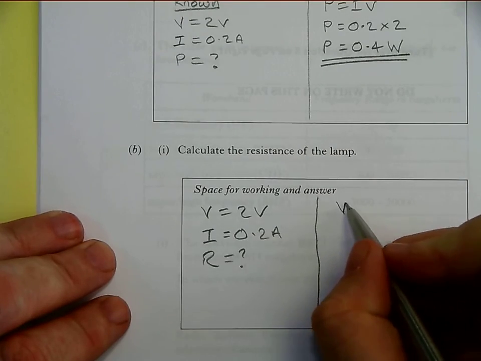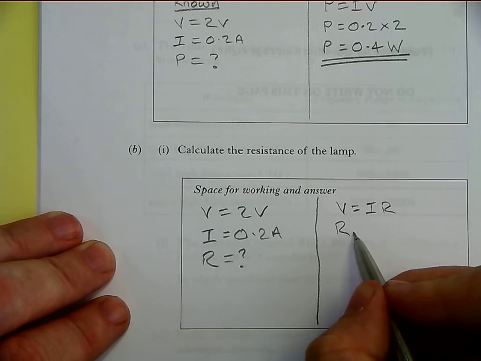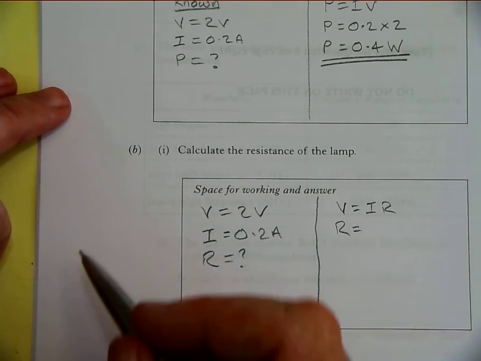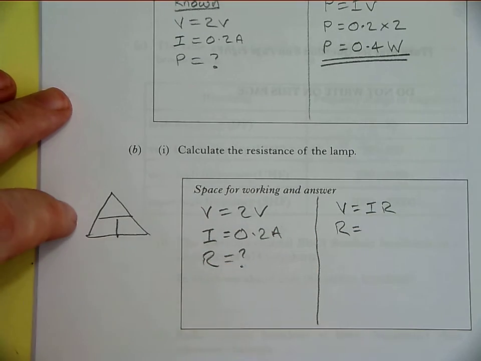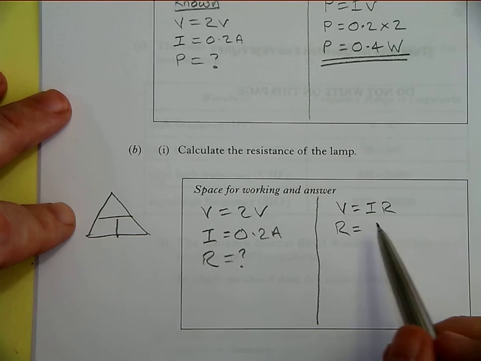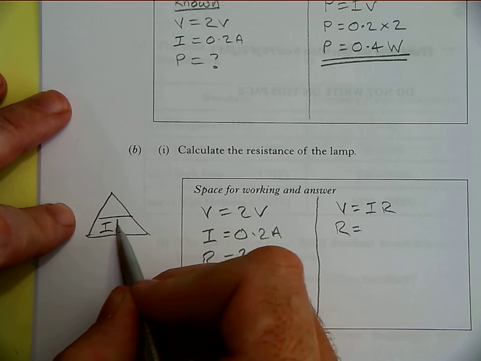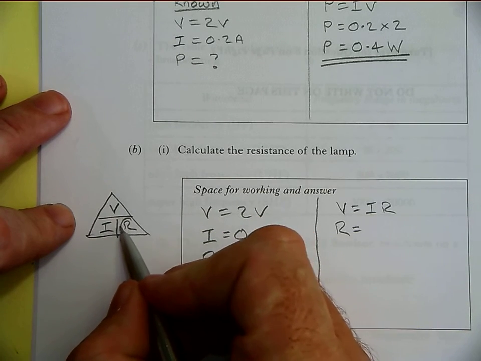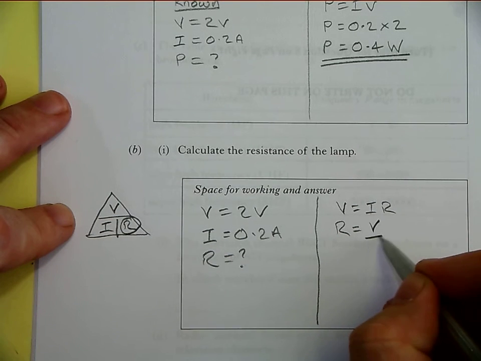So V equals IR, but we want R at the front. Now what I would usually do is encourage you to think about the triangle, and you're allowed to just draw it at the side of your paper. That's perfectly okay. And we know that's the equation V equals IR, and I is beside R, so I is beside R here, and so therefore V must be in here. So to get R, this is the one we want, you can see that V is above I.